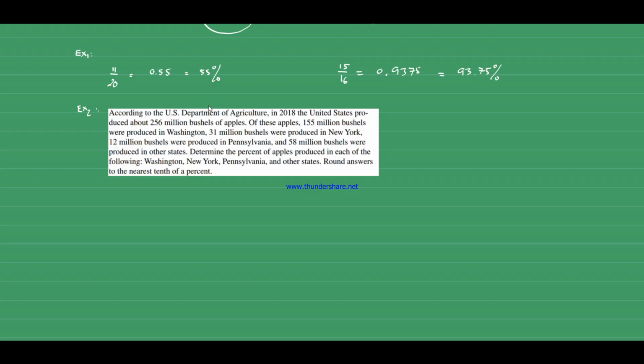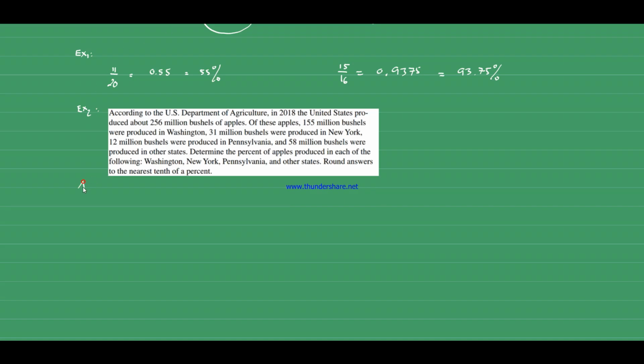Of these apples, 155 million bushels were produced in Washington, 31 in New York, 12 in California, Pennsylvania, and 58 in other states. Determine the percent of apples in each. Okay, so it's very easy. The total is 256. We're just going to do a division.